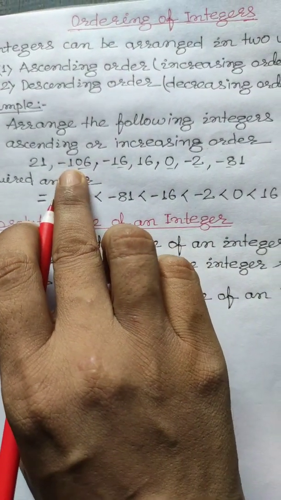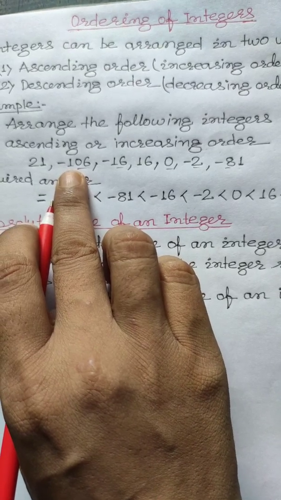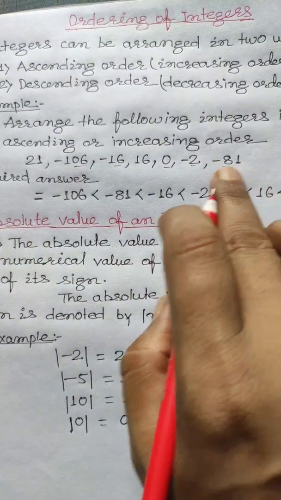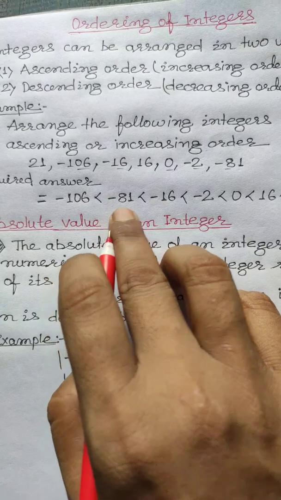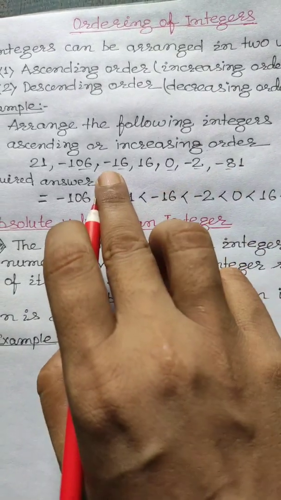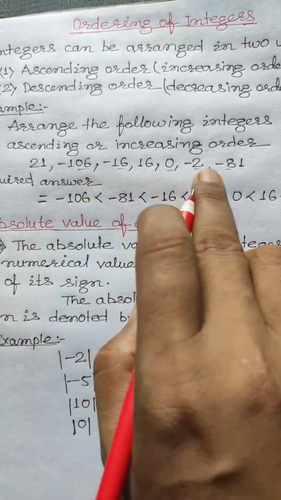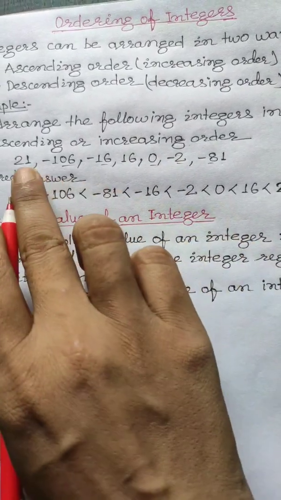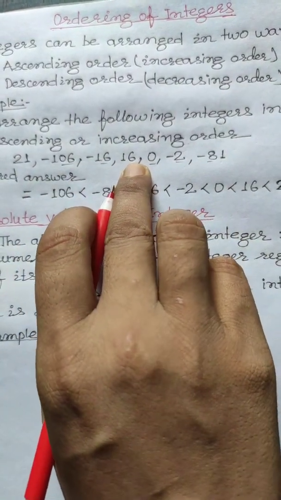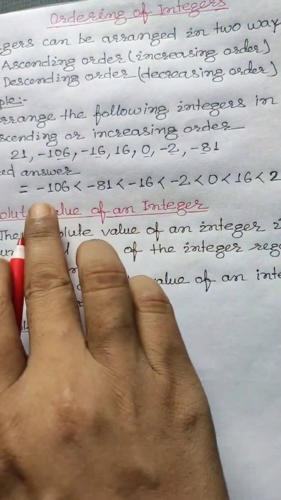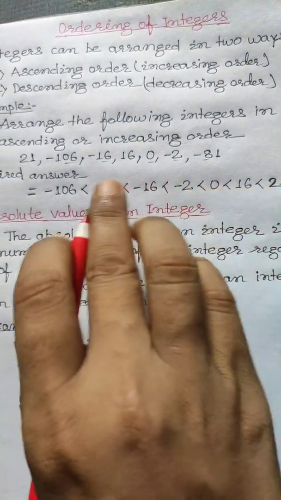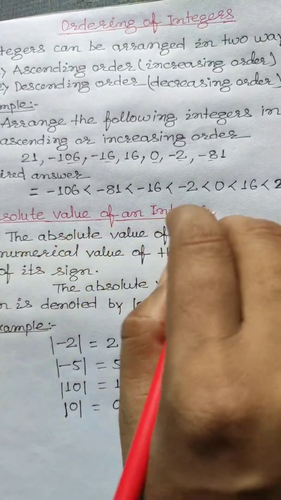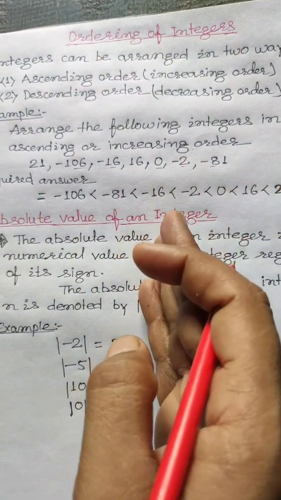After minus 106, the second integer will be minus 81. After minus 81, minus 16, then minus 2, after minus 2, 0, then 16 and then 21. So this is the increasing order or ascending order. In the same manner you can write the descending order also.